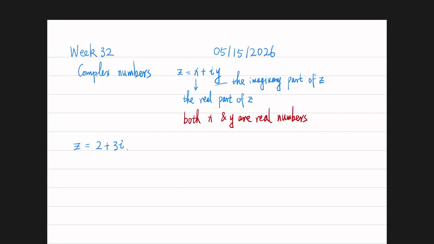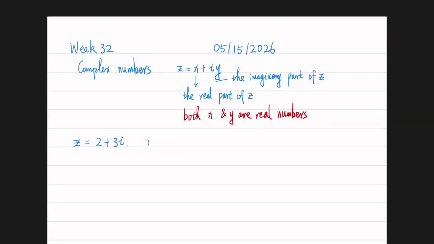Okay, so maybe we should emphasize the imaginary part is only y, not iy. Both the imaginary part and the real part are real numbers. For this one, we say the imaginary part is 3, not 3i. i is the imaginary unit. So x equals 2, y equals 3. Second one.